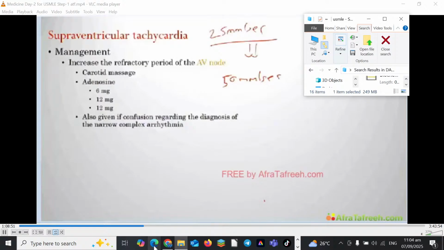See, WPW was a different case scenario. WPW has a different conduction system. In that case, you do not give adenosine because there the conduction is resulting into a ventricular tachycardia. In supraventricular tachycardia, there is no ventricular tachycardia. The impulse is going from the atria to the ventricle.